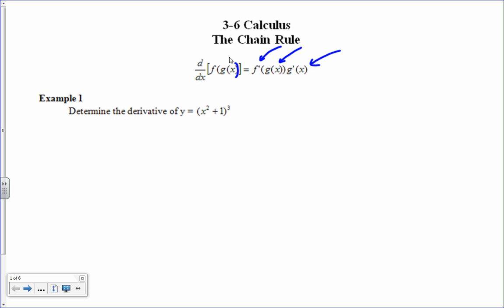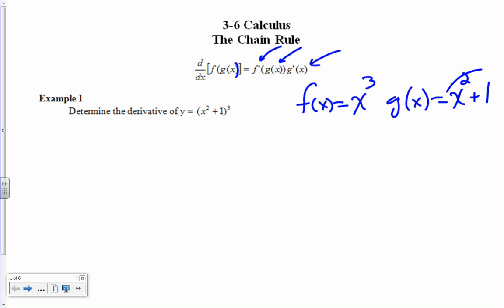For example, this first one here, if you wanted to talk about what f of x would be and what g of x would be for this situation, I would look at f of x as being x to the third and g of x is x squared plus 1. Do you agree that essentially this got put in there and then cubed? That's really what happened. One function was put inside of another. Now I don't need you to separate f of x and g of x every time, but I need you to understand that it is one put inside another.